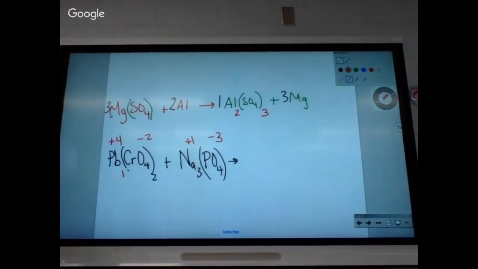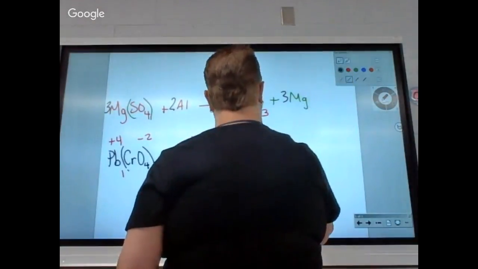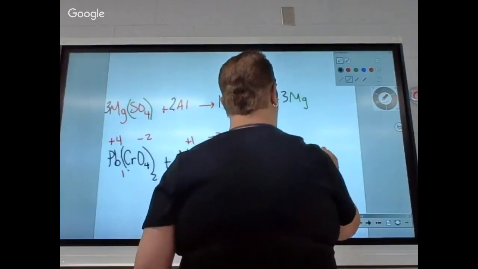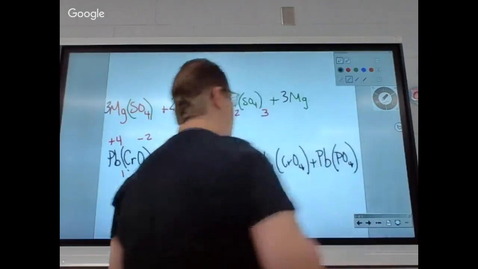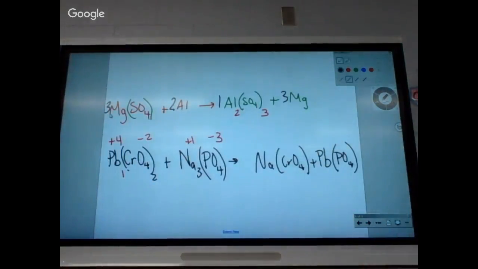Yeah, Na and the Pb. So we're going to put Na with, okay, and Pb with. Now, the only numbers I brought across were the 4s that were part of the polyatomic ion, right? Everything else I left on the other side. Now I'm going to do what? Put in the oxidation numbers we figured out.